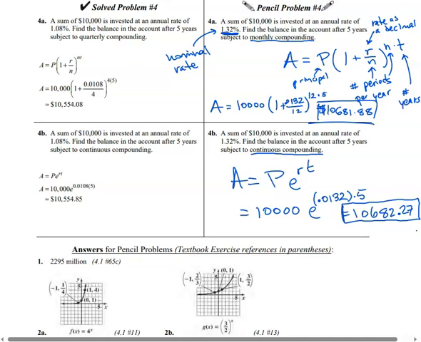So that does it for Chapter 4, Exponential Functions. We're going to pick up with 4.2 in the next video, and I hope this was helpful to you. Thanks.